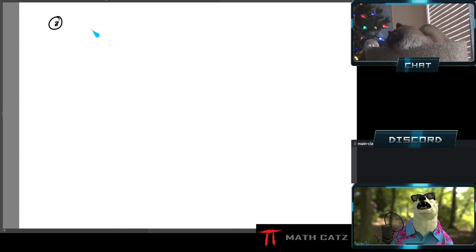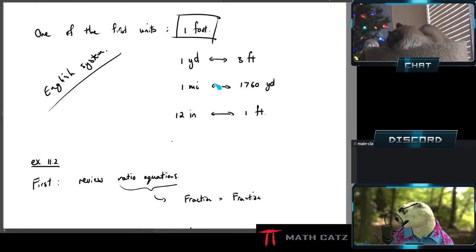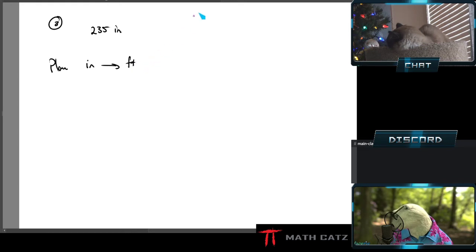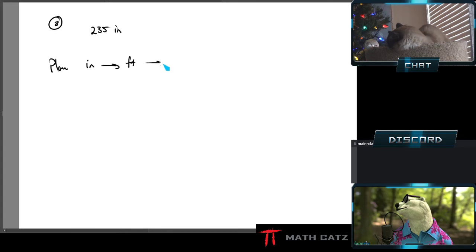So now I have 235 inches that I want to get to miles. Let's make a plan first. So I'm starting in inches. Ugh, let me go to my table. And let's suppose this is the only table of conversions that you are allowed to use. To find a path here. Inches to feet for sure. It's the only option I have. Then feet to yards. Then yards to miles. Okay, it's not a big deal.